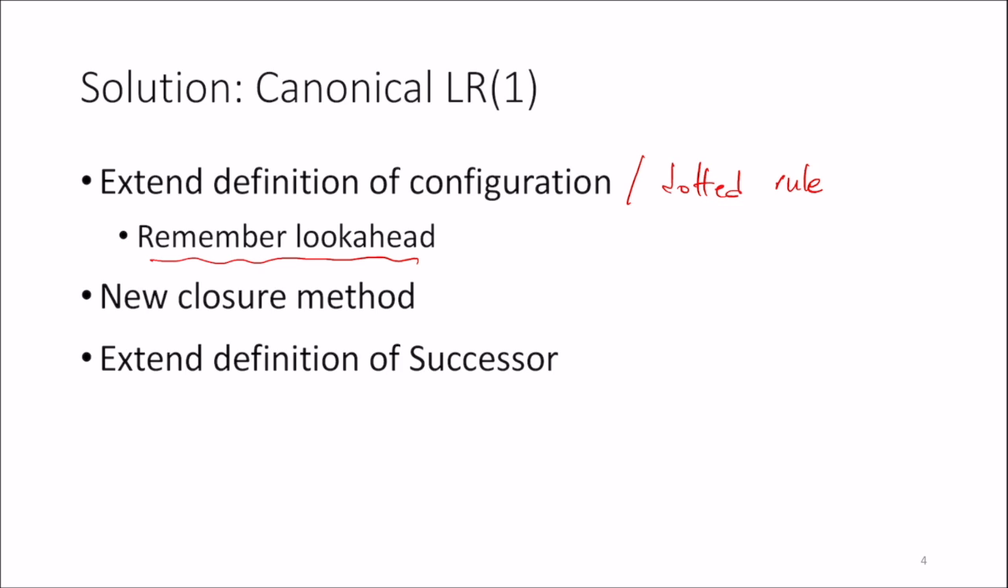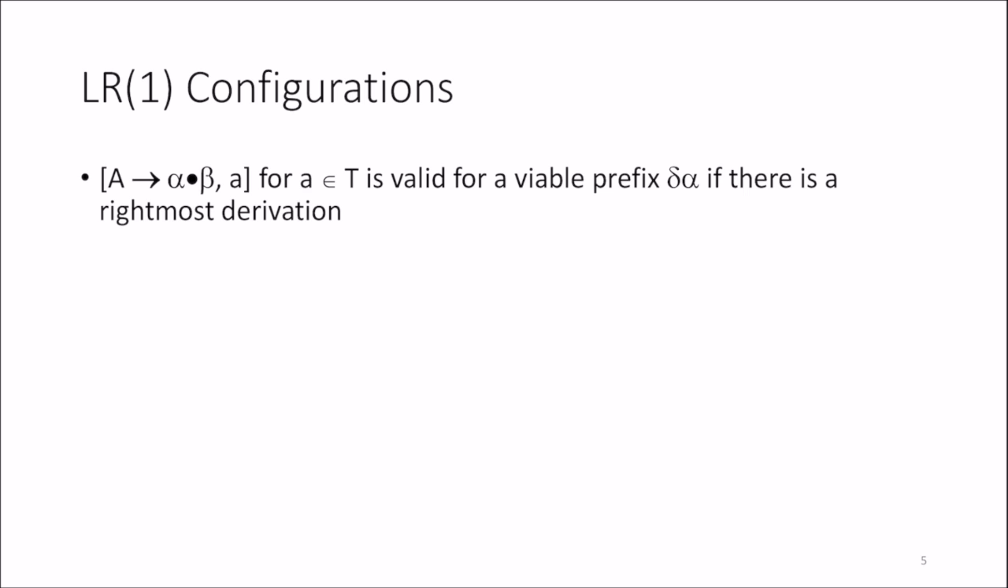Because of this extra piece of information, we also have a new closure method. The new closure method works just like before. We do the same predictions, etc. But now we have to take into account this lookahead symbol, which is part of the dotted rule now. And then we also have to extend the definition of the successor function to take into account the lookahead again. So the LR1 configuration looks like this.